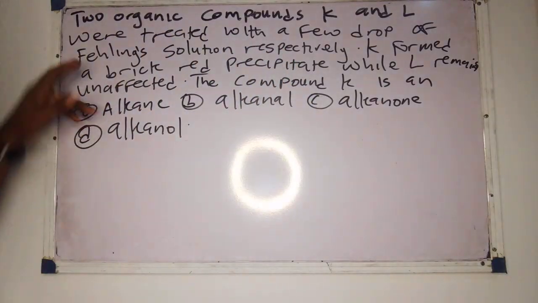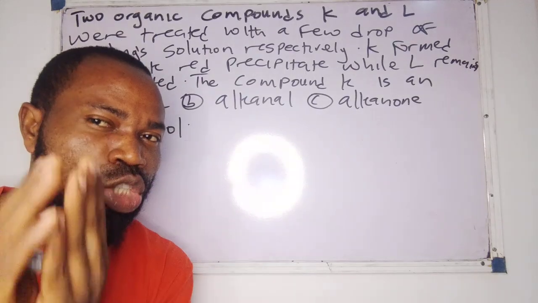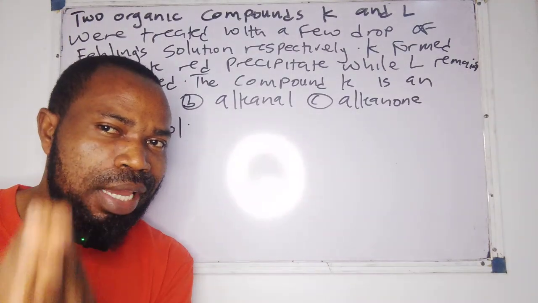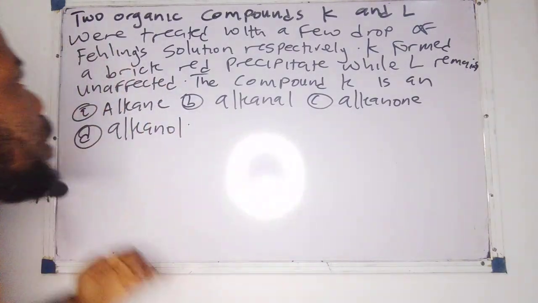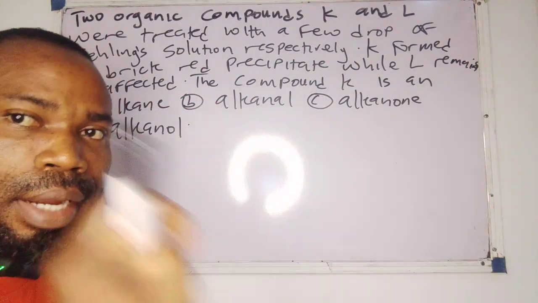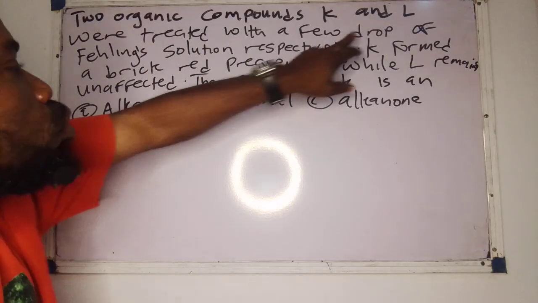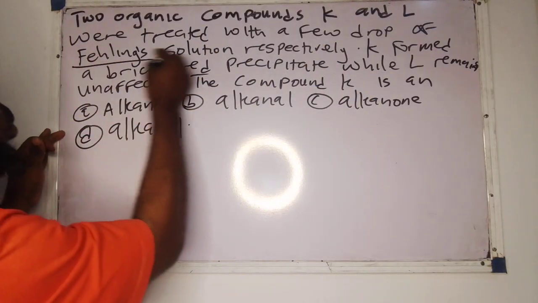Now look at it. They said two organic compounds. Now we have to analyze and check out each terminology in the question, using the question. Now they said two organic compounds, K and L. That means that compound is an organic compound. We are treated with a few drops of Fehling's solution.